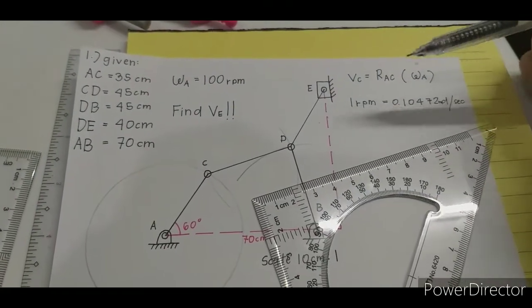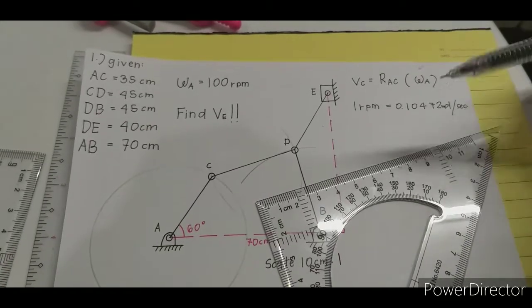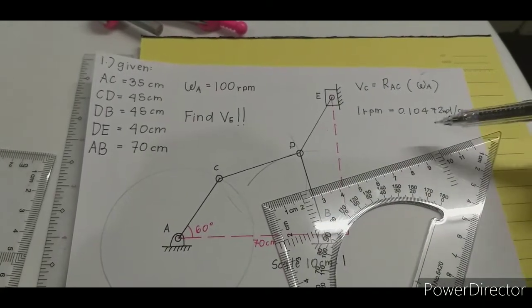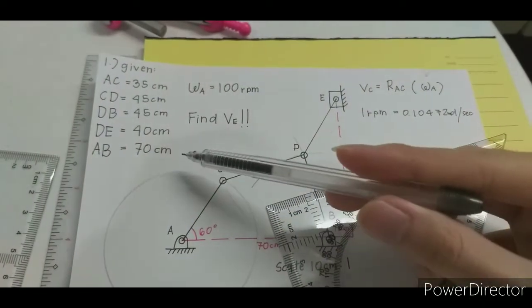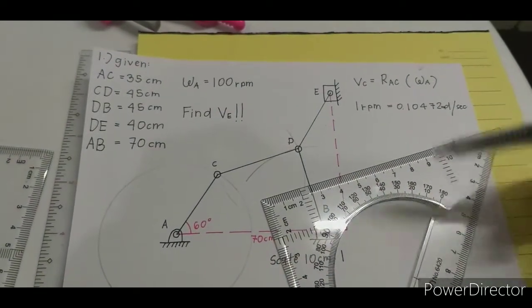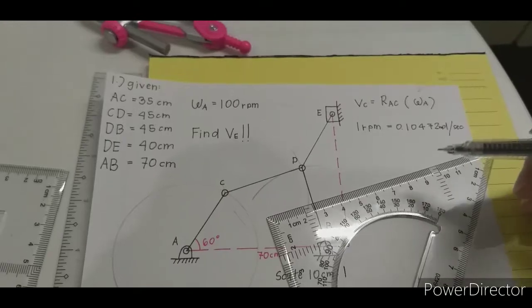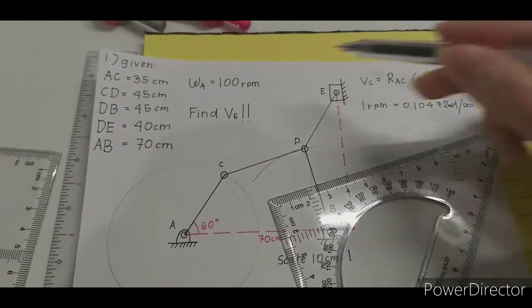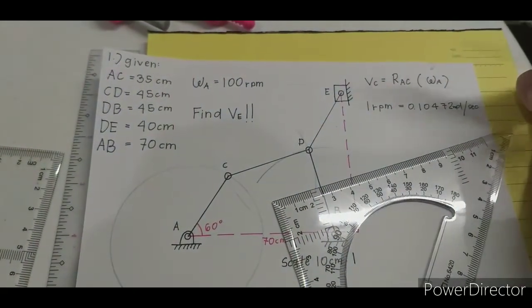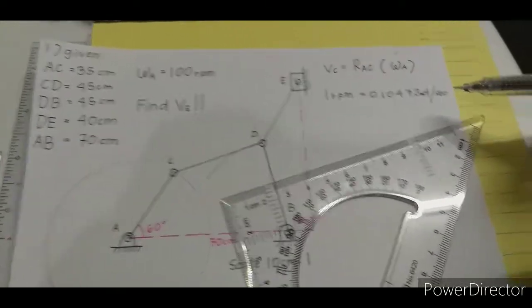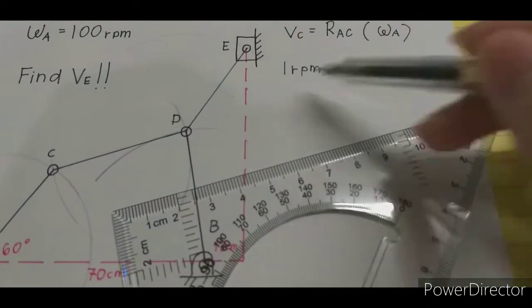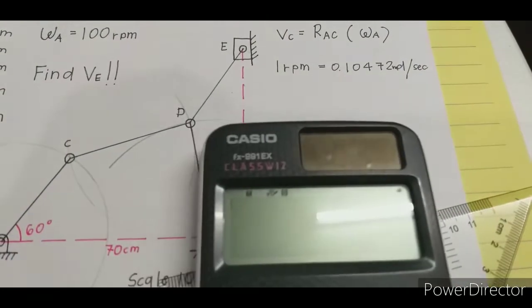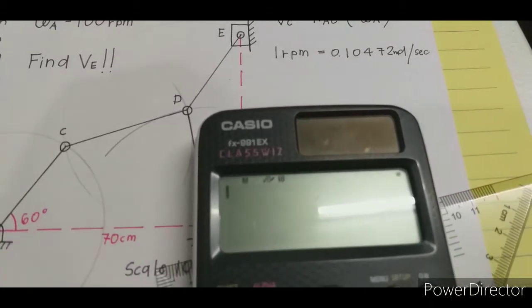per minute. Now the important thing to note is we must use radians per second if we're going to use centimeters, because we want to have an answer in centimeters per second, right? That's what's being asked. So we have to convert this 100 rotations per minute into radians per second. And let us remember the conversion is 1 RPM is equal to 0.10472 radians per second. Okay?